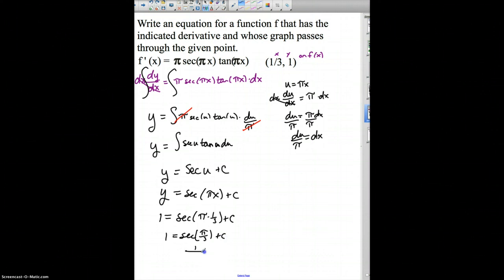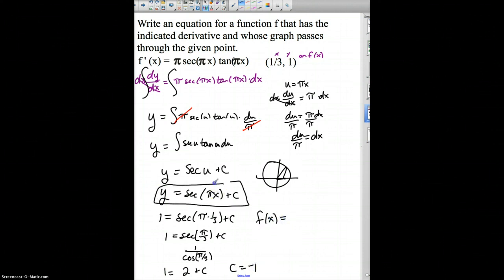What's secant of pi over 3? Well, that's the same as 1 over cosine of pi over 3. Unit circle, pi over 3 is the 60-degree angle. Cosine is the x value, so it's the short side of the 60-degree angle triangle, which is 1/2. 1 over 1/2 is 2. So 1 equals 2 plus c. So c equals, subtracting 2 on both sides, -1. So our function, going back to this step, but now we know c: secant pi x plus c, which is -1. So this is your final answer.